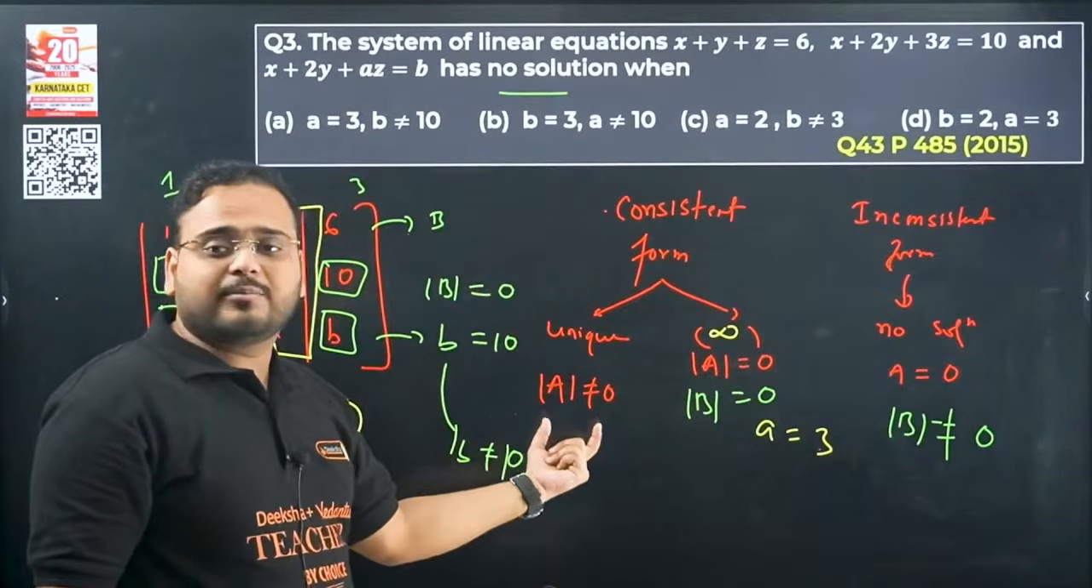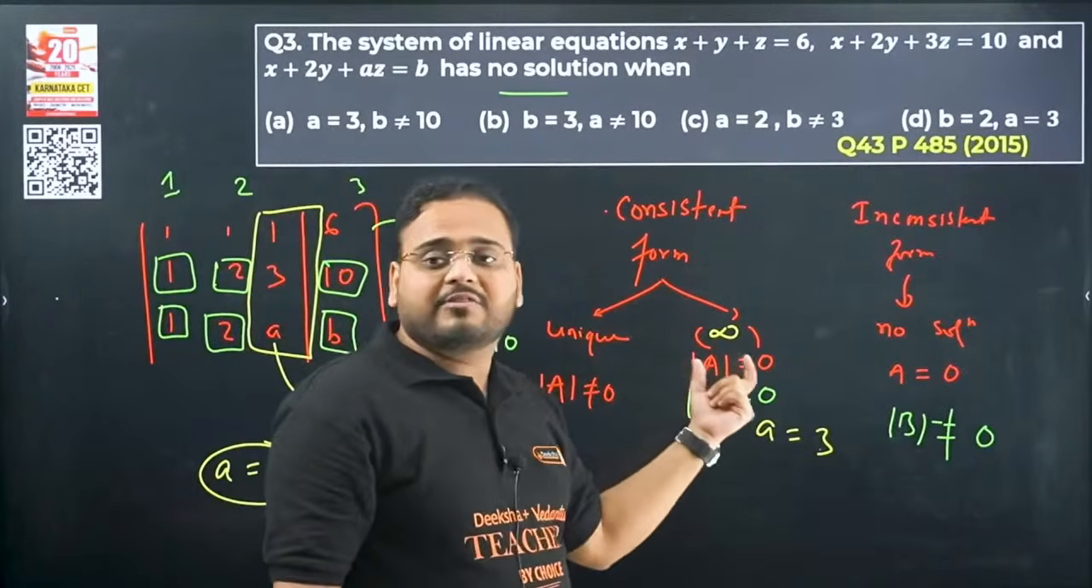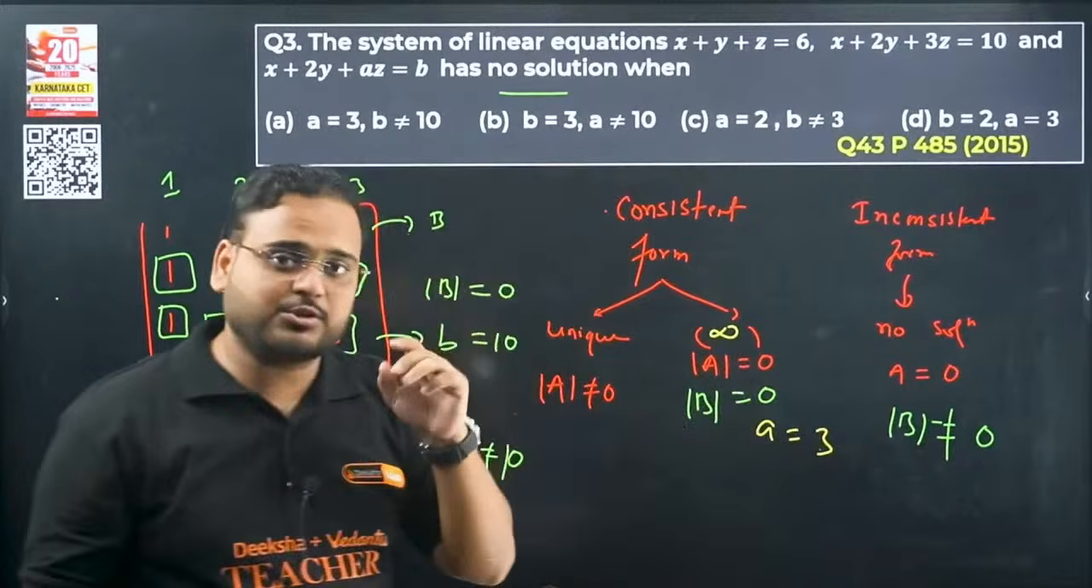For unique, determinant non-zero. It means a non-singular matrix, done. For these two, infinite and no solution, we have the cases that the determinant has to be 0 for the matrix. It has to be a singular matrix.